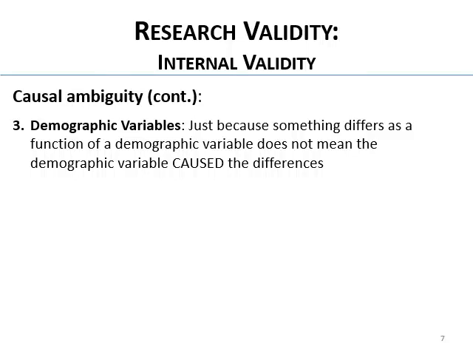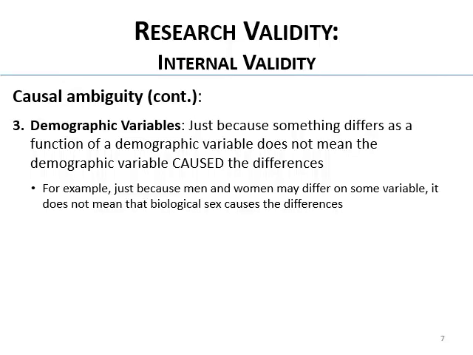Then there's demographic variables. So the idea of demographic variables as a cause of causal ambiguity is that just because in a study you find that something differs as a function of a demographic variable, say sex for example, it doesn't mean that the demographic variable caused the differences in the dependent variable. Yes, they differ, but was it really, literally the underlying demographic that caused that, or was it other factors associated with it, for example, socialization?